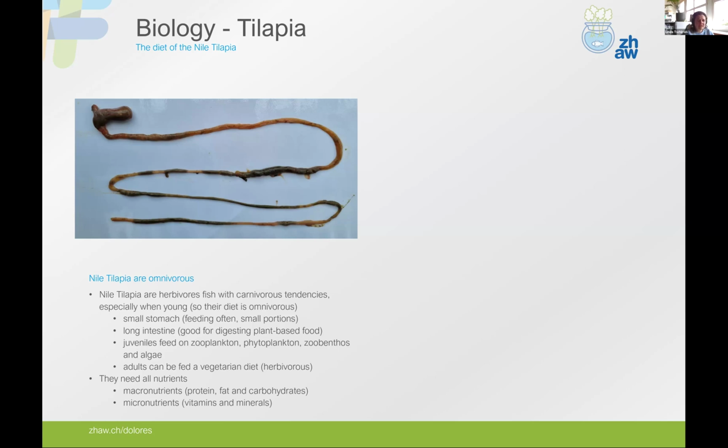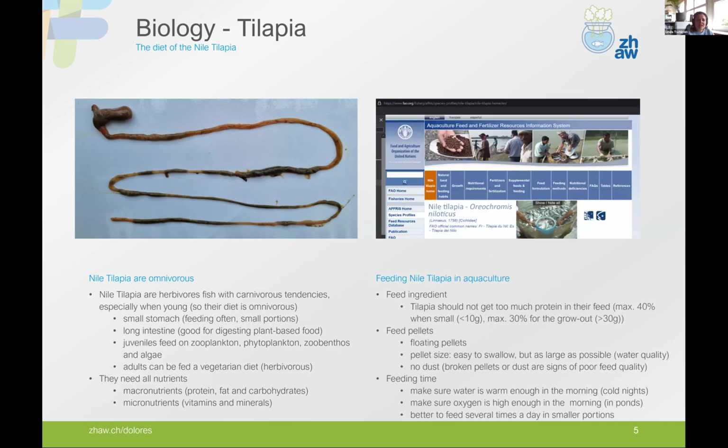And I recommend that if you're interested in having tilapia, or you already have and want to learn more, there's a FAO page. So if you Google FAO and then Nile tilapia, you will come to a page that looks like this. And you do have a lot of very solid information on growth, nutritional requirements. There's a little bit of an explanation how to make your own food. You have a lot of tables, how to feed them. That's a very good information page to get your knowledge on the Nile tilapia.